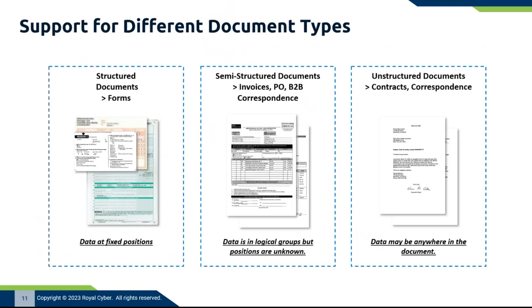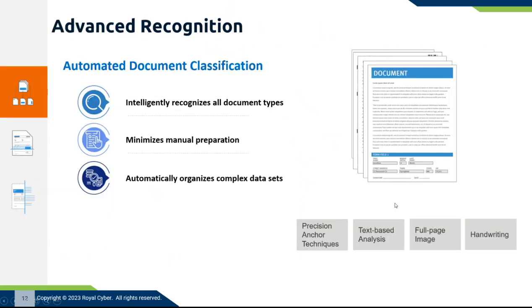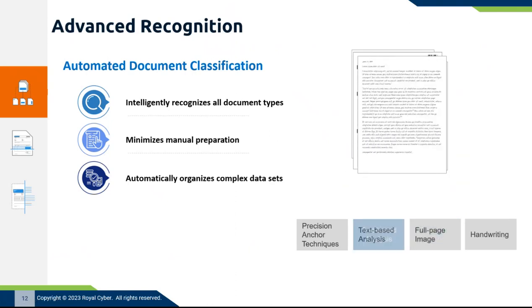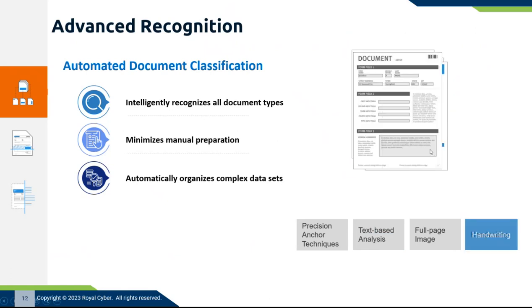So if it is not structured, it goes to full page image, right? If it is text based, unclassified, it goes to text based analysis. And then after, if it is handprint, it goes to handprint. And if it is properly structured, the last one here, which was the properly structured document, that goes to the high precision anchor technique. So it gets classified based on different techniques, right? That way you get the maximum classification rate and classify it very accurately.